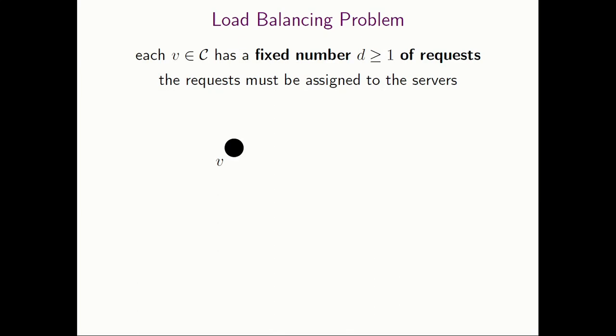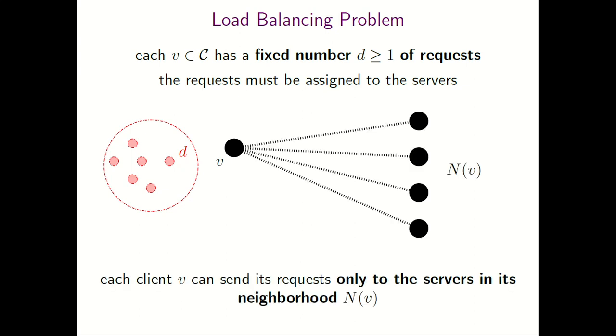Each client V has a fixed number D of requests, and these requests must be assigned to the servers. In this talk, I will always represent requests as red balls, and I will often call them balls. Each client V can send its request only to the servers in its neighborhood N of V.